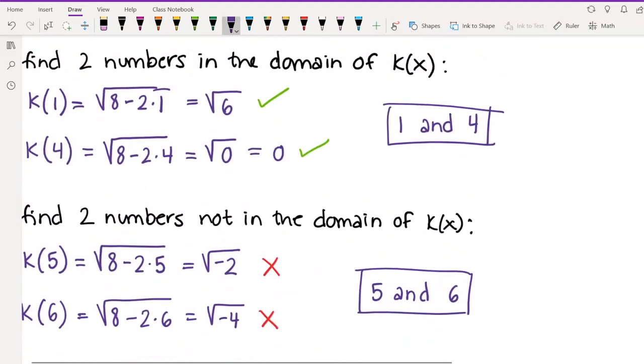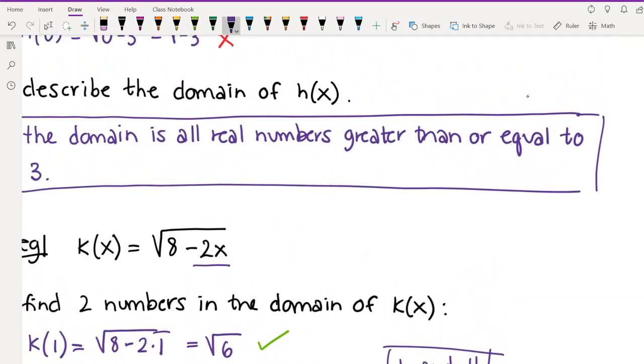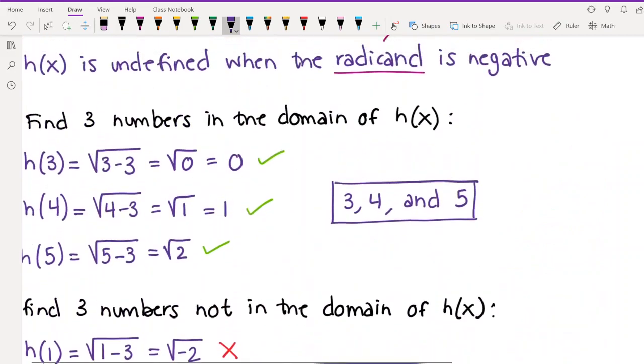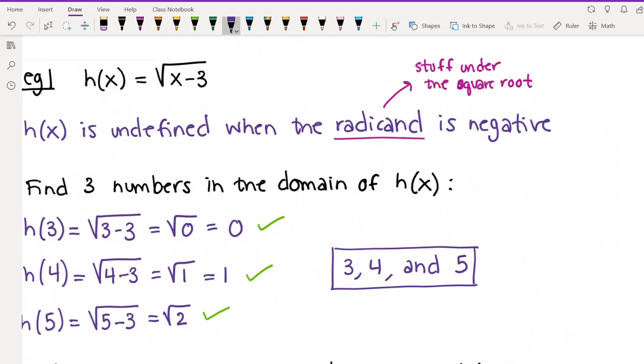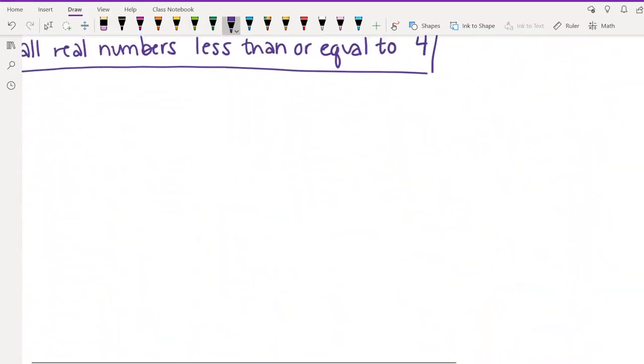And the difference was that in one of them, we were doing 8 minus 2x, so we were subtracting x from something, whereas in this one, it was in the opposite order, as x minus 3. So things play out differently depending on exactly what is inside your square root. Right, one more example, which is going to be the last example in this video.